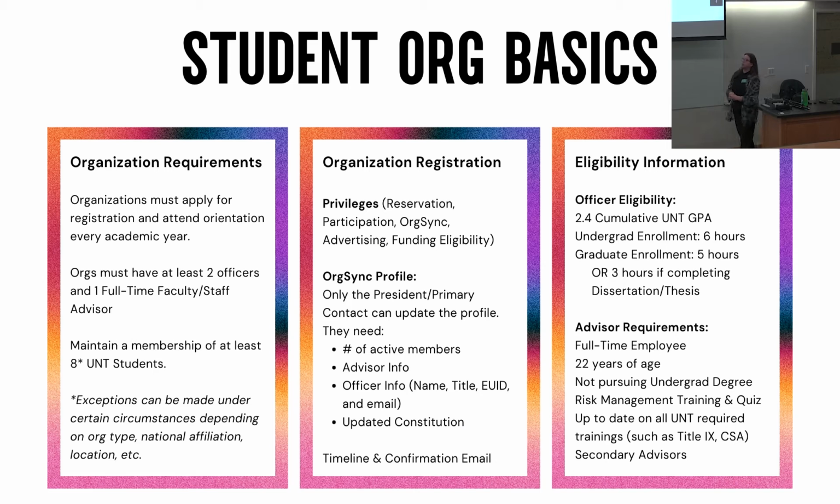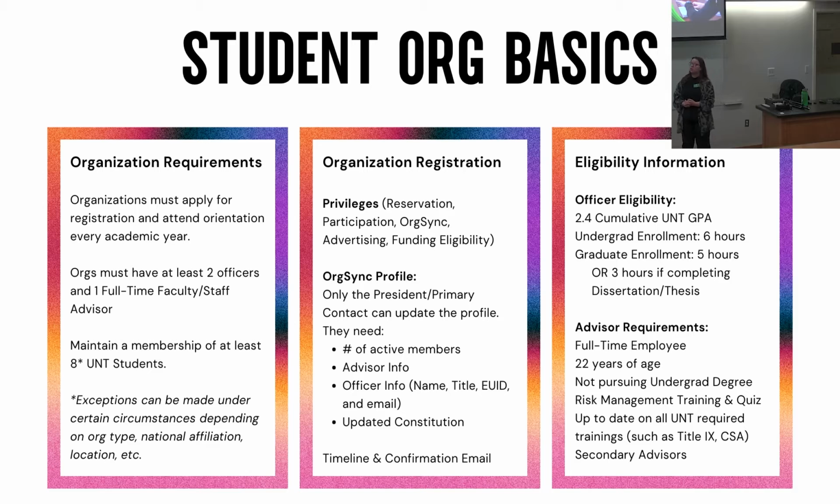In general, all organizations must be registered to function on campus as an affiliate of UNT, and they must apply for registration and attend the orientation sessions that are now offered through Canvas every academic year. So once someone does it in, let's say, August or September of that academic year, they are good to go until the next academic year begins. And the orientation sessions on Canvas cover student org funding, how to submit an events application, and everything like that, so that they are aware of what they need to be doing throughout the year.